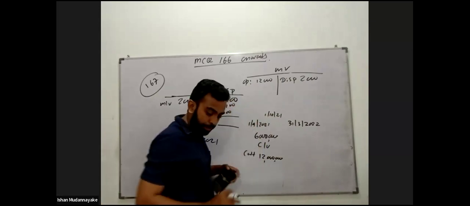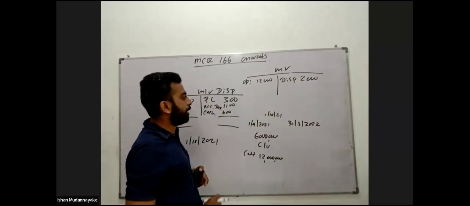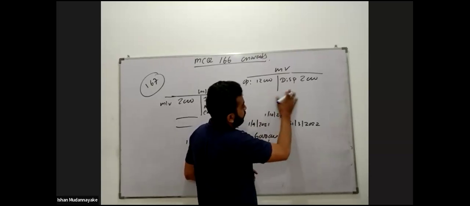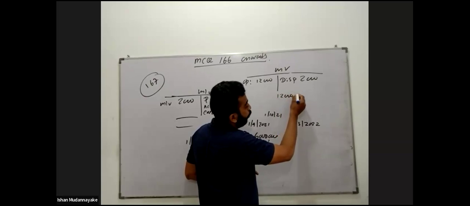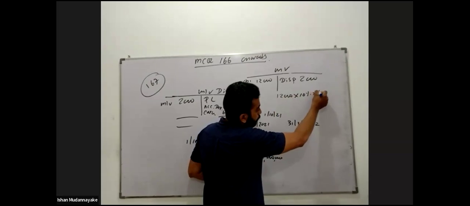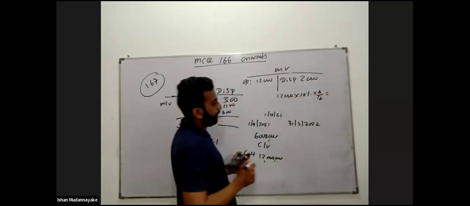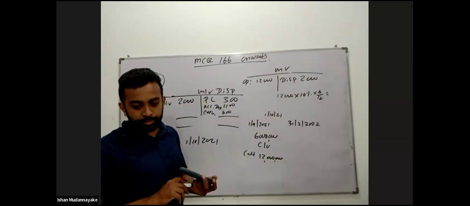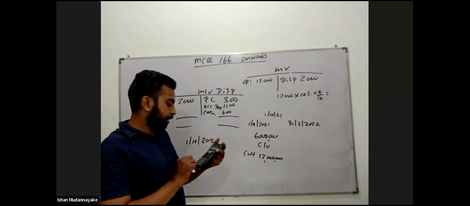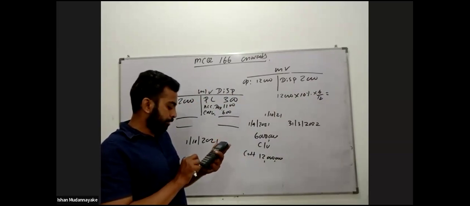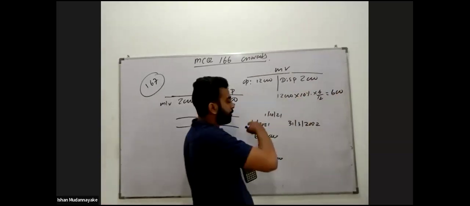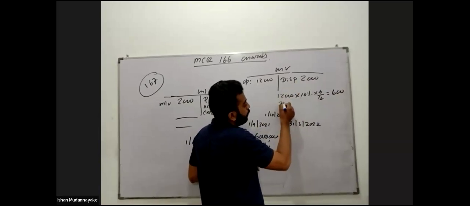Then depreciation for the year. Annual depreciation of motor vehicle, how much? Opening motor vehicle 12,000 into 10% into 6/12, because they used it over 6 months. 12,000 into 10% into 6/12 means 600 depreciation. Then after 6 months, they sold 2,000 worth of motor vehicle.